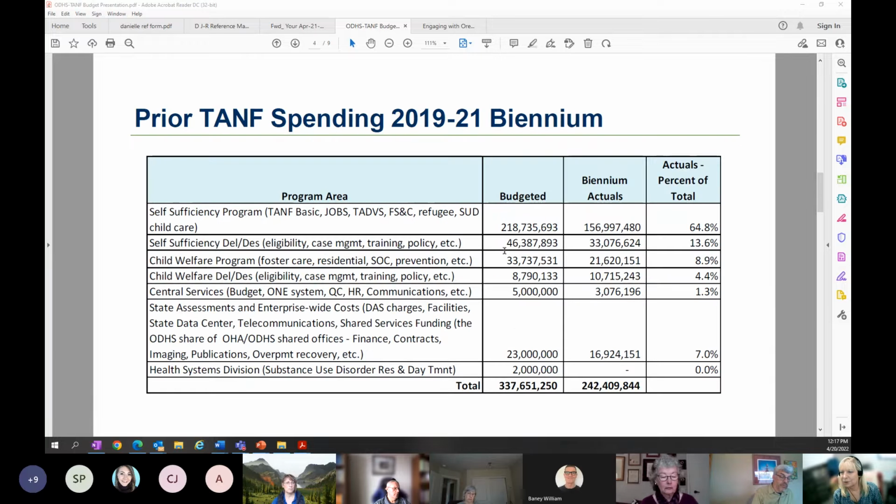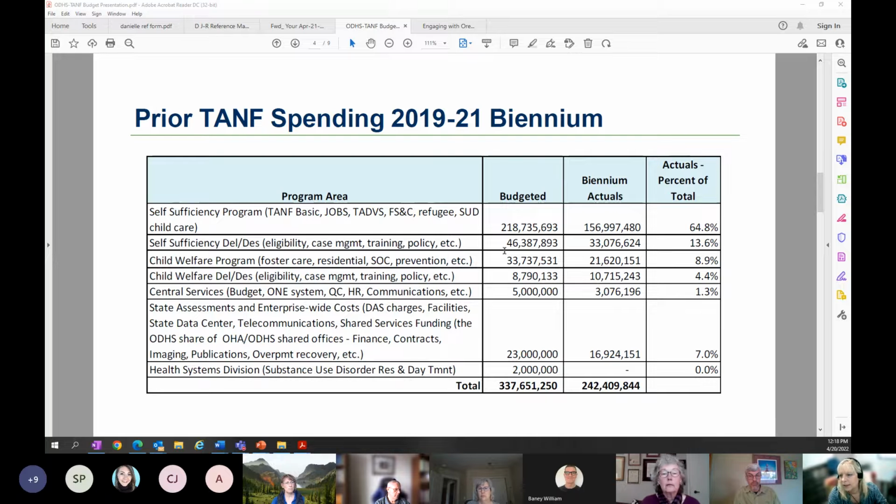Okay, so now we get to, I think, what folks have really been wanting to know: how have we spent our TANF money? I was asked to show where we had it budgeted versus how we actually spent it. So I took the last full biennium of information that we have and laid out the different areas, and this is all based on our TANF federal funds. You can see how we originally had it budgeted to be spent, and then based on the actual spending last biennium, where did we end up? And then the percentages show you, of the actual spending, what percent was spent in each of the different categories.